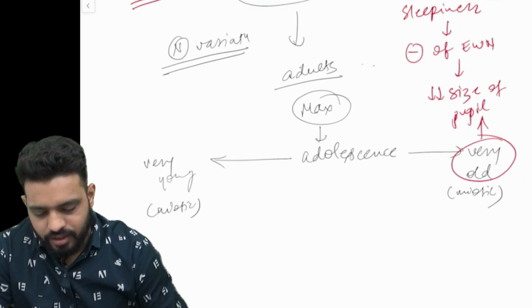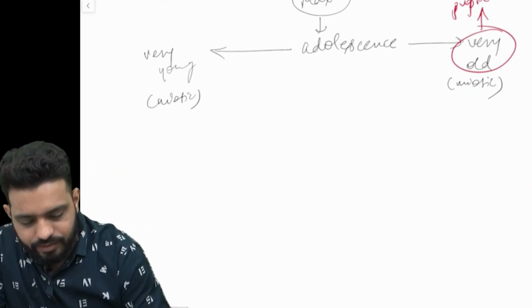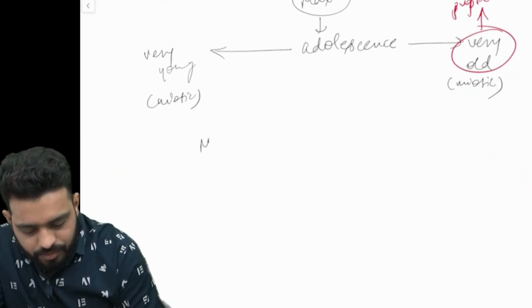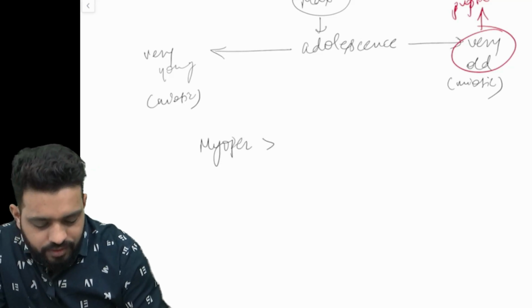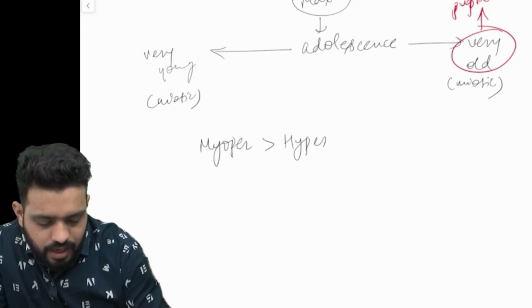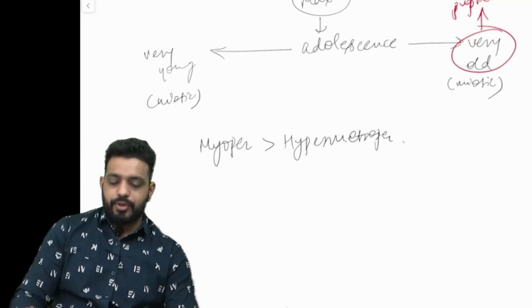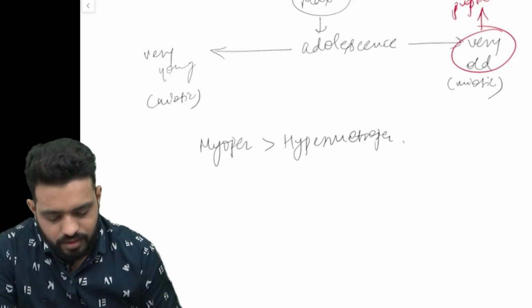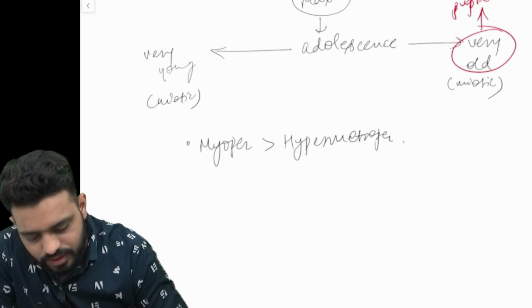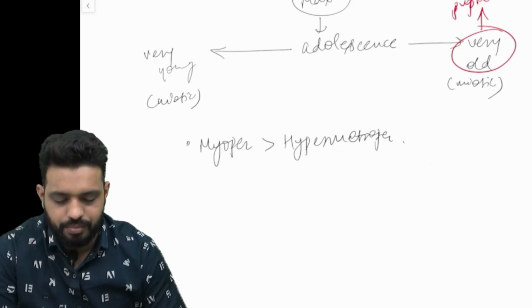Again, it depends on the state of refraction of the eye, the patient's number. Remember, myopes will have a larger pupil than hypermetropes. This is another point. So these are the physiological or normal variations in the pupil.